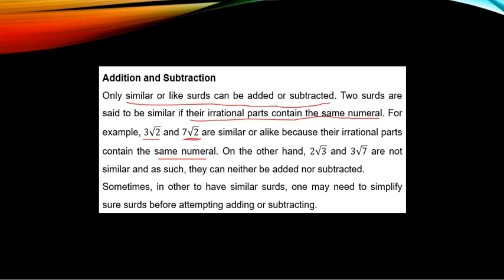On the other hand, look at 2 root 3 and 3 root 7. These two surds are not similar because their irrational parts contain different numerals, 3 and 7, and as such they can neither be added nor subtracted. You cannot add different surds. You cannot subtract different surds.